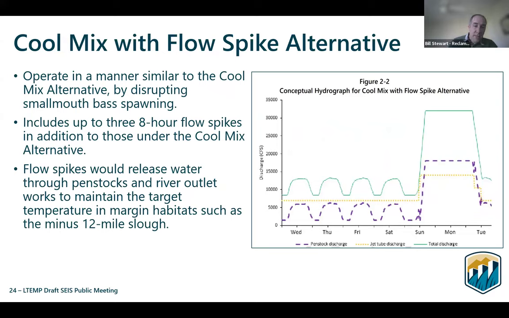So the next alternative is very similar to the cool mix, with the exception that this alternative includes up to three 8-hour flow spikes. What a flow spike is essentially: you'd be running this cool mix when temperatures exceed that 15.5 degree threshold. And then there would be a pulse of both an increase in the bypass as well as the penstock release. And the intent is to get that cold water into some of the marginal areas of the river, such as the slough at minus 12 mile, which is about 3 miles below the dam. Next slide.